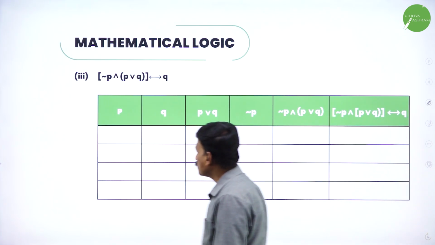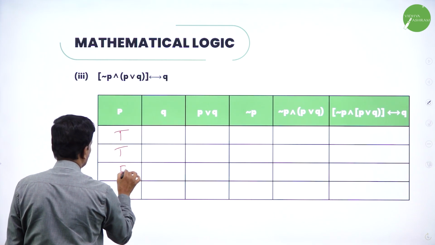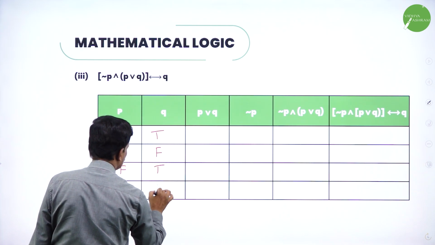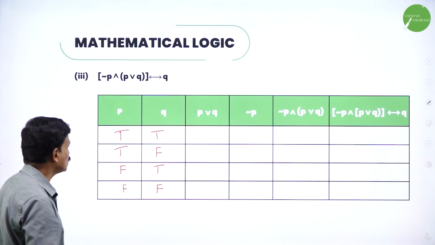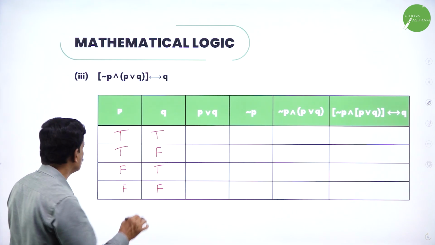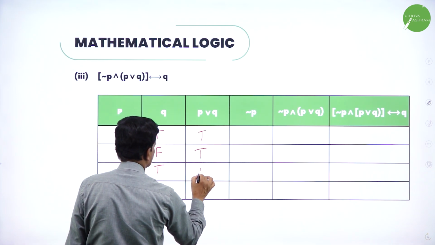Now what are the values of P, Q? As you know, P is true, true, false, false. Q alternates: true, false, true, false. Now write down the disjunction. Disjunction means false and false is false, in all other cases it is true. True and true is true, true and false is also true, false and true is also true.